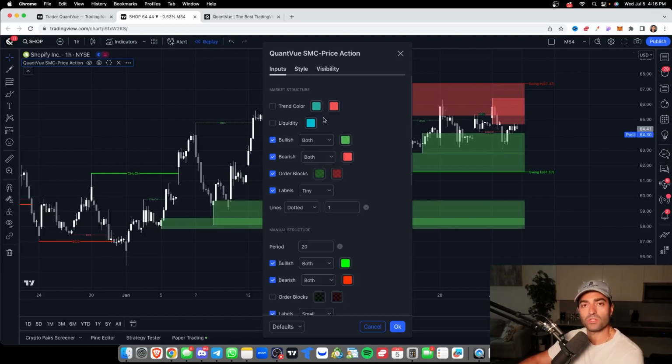This indicator also works if you're scalping. Like we said, it works on any time frame, any chart, any market, whether you're trading stocks, crypto, forex, futures, options. This is an awesome indicator. It'll save you hours charting all these levels yourself.